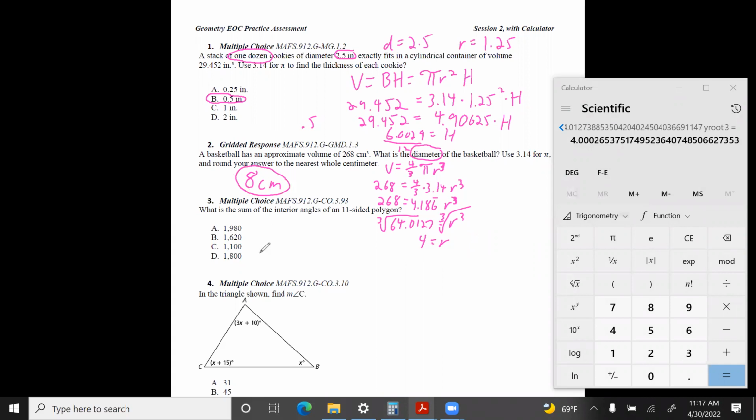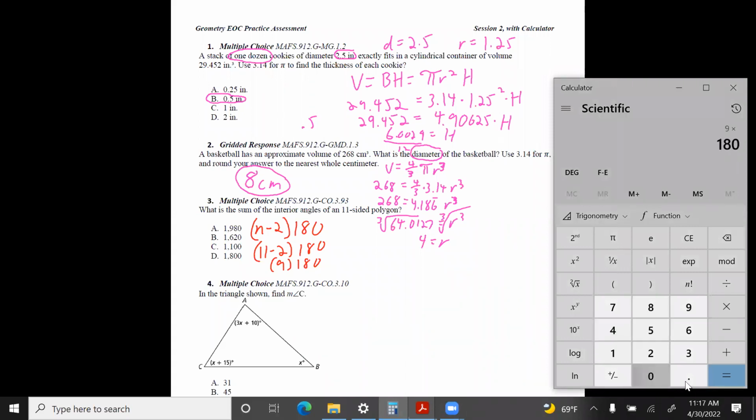Number 3, what is the sum of the interior angles of an 11-sided polygon? There's a formula for that. It is n minus 2 times 180. So plugging in 11 for the number of sides, 11 minus 2 times 180. 11 minus 2 is 9. So 9 times 180. Well, what is 9 times 180? 9 times 180 is 1,620, which is option B.